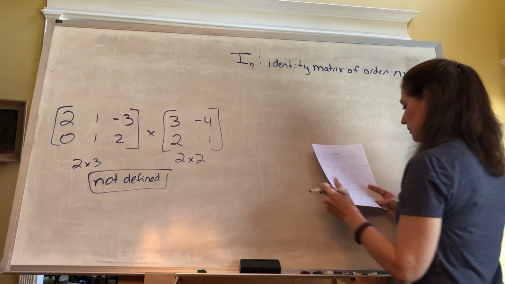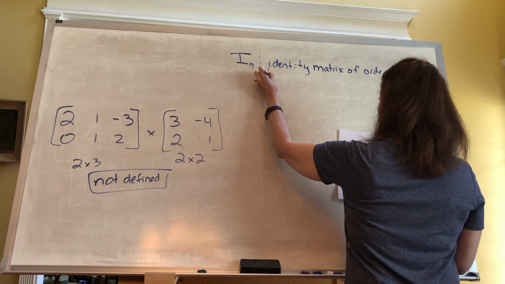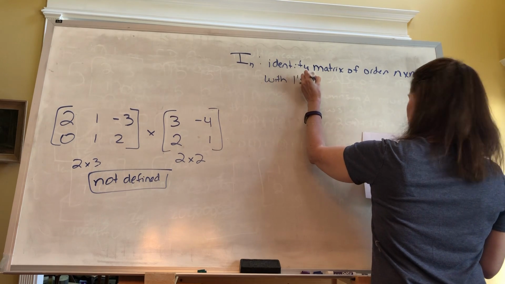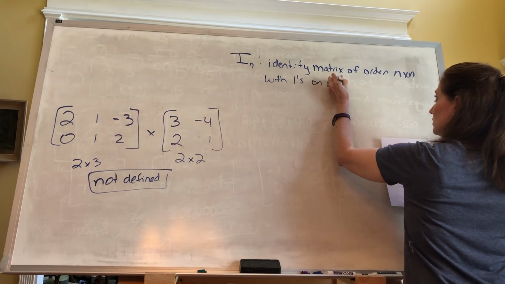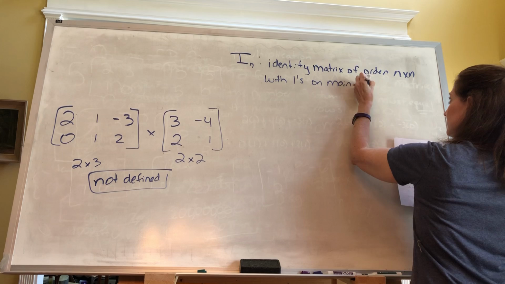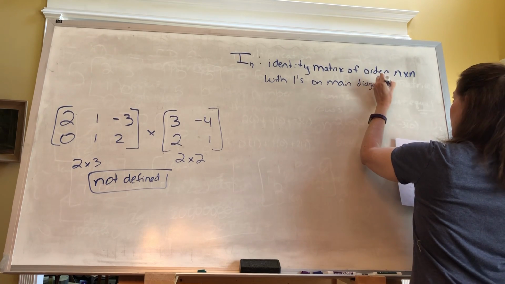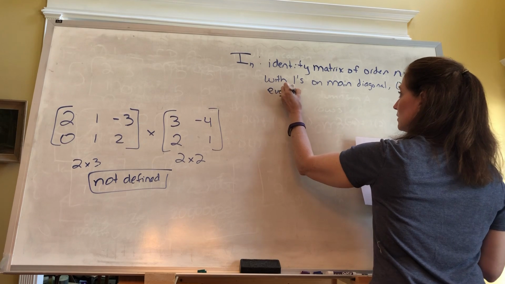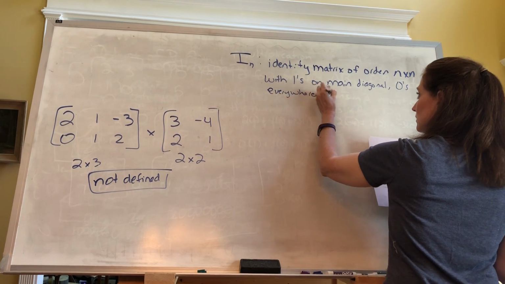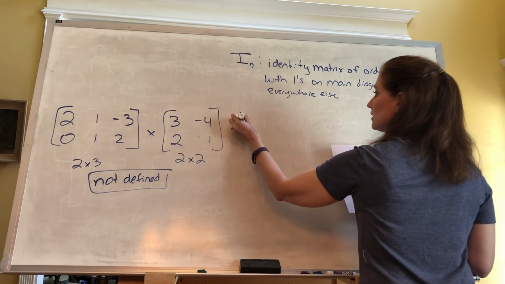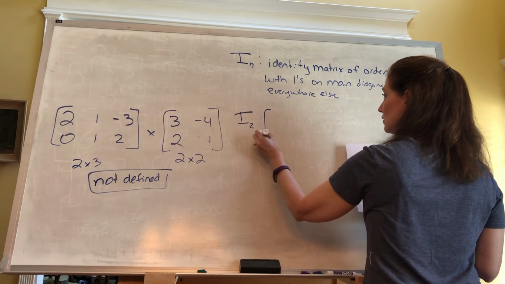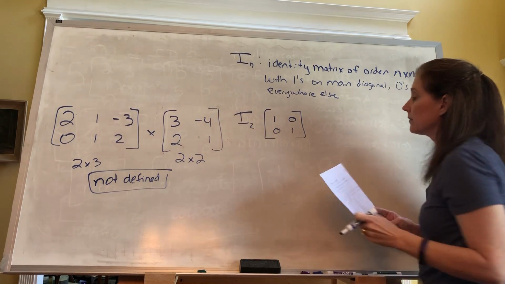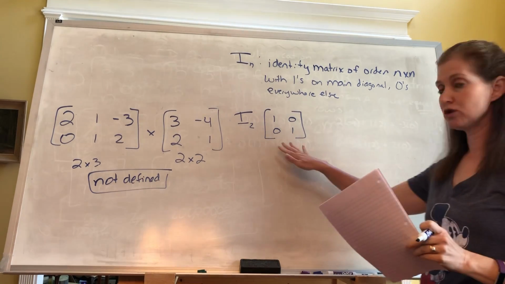All right, and so when you have that, the ones are on the main diagonal, and then there's zeros everywhere else. All right, so I2 looks like that. That's the identity matrix of a 2 by 2.